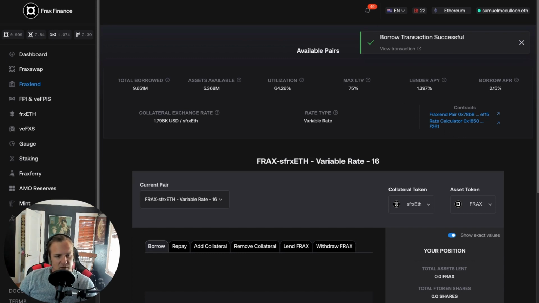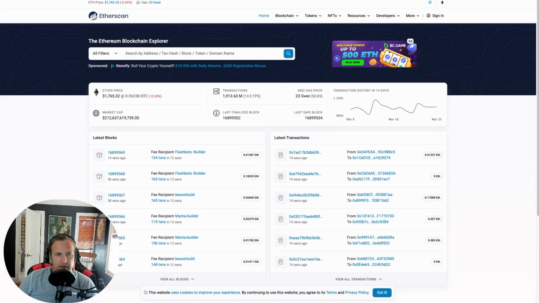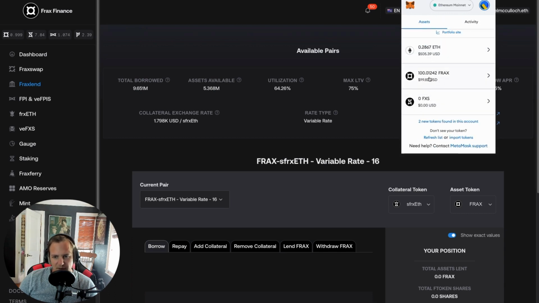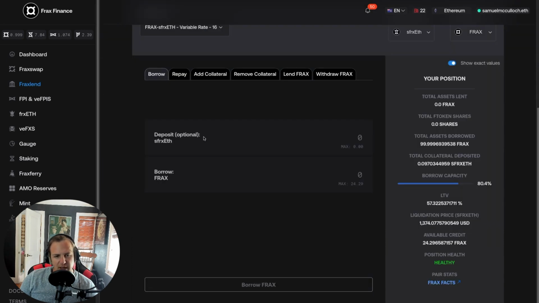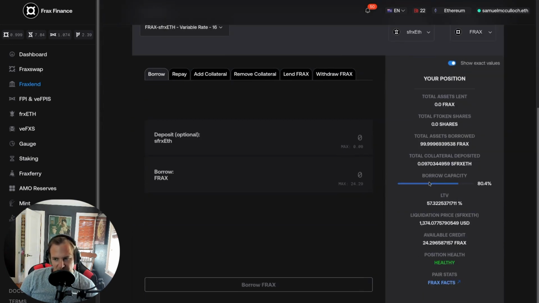Now we can go take a look at Etherscan. Okay, so now we can open up MetaMask, and you can see that I have $100 worth of Frax. I have 100 Frax, and I have some ETH left, and that's it. So now that that's done, I have my collateral that I've deposited, 0.097 sfrxETH, and I have 99 Frax that I have borrowed. I have an LTV of 57%, and if this ever gets to 75%, I will be liquidated. So if the price of ETH goes down relative to the amount of Frax that I borrowed, I will eventually be liquidated if the price goes below 1374.